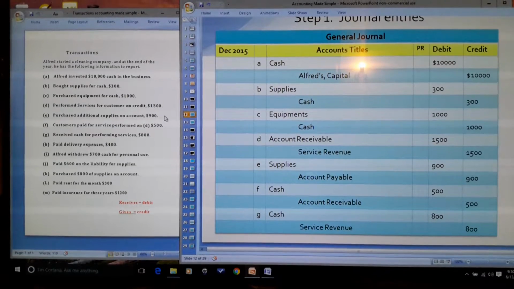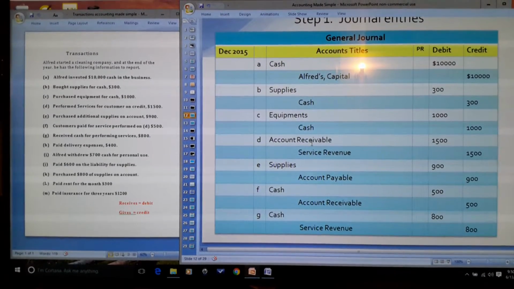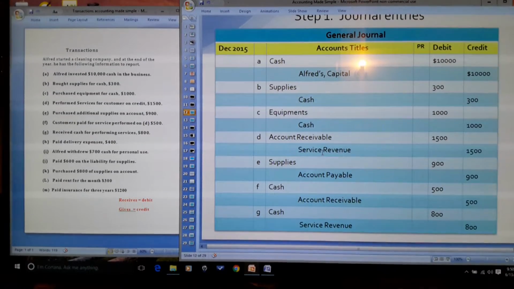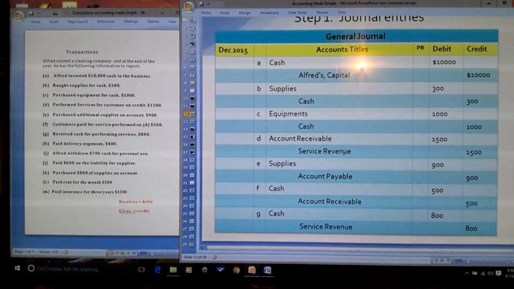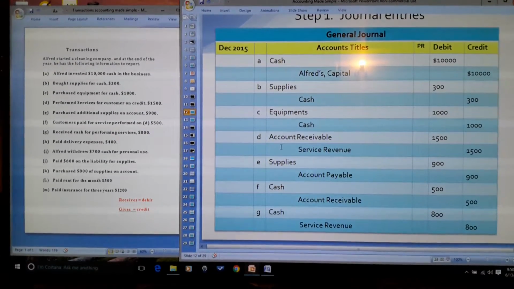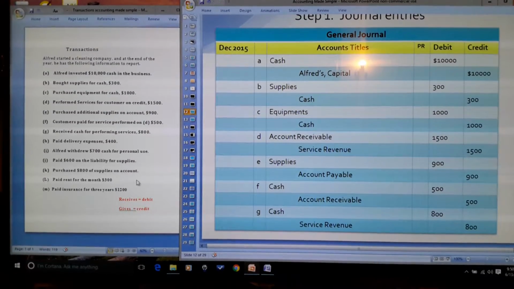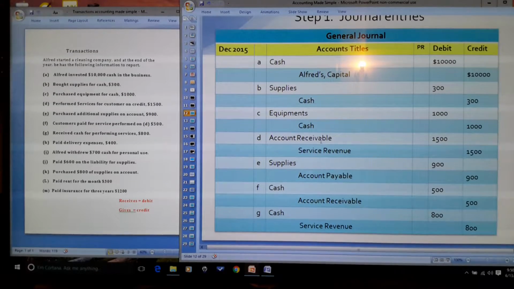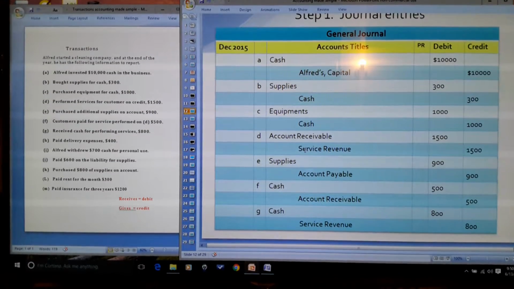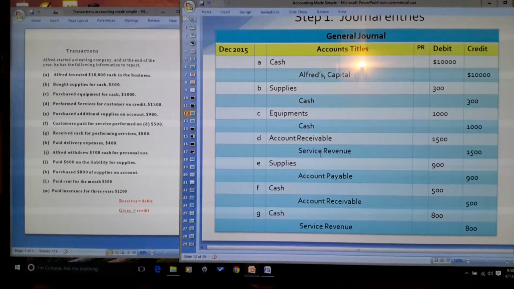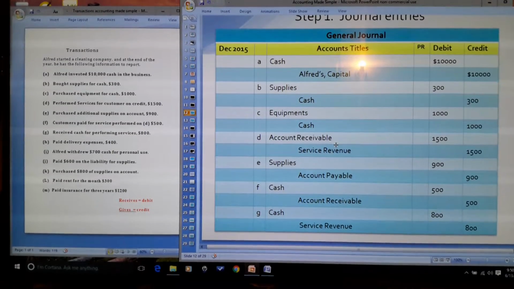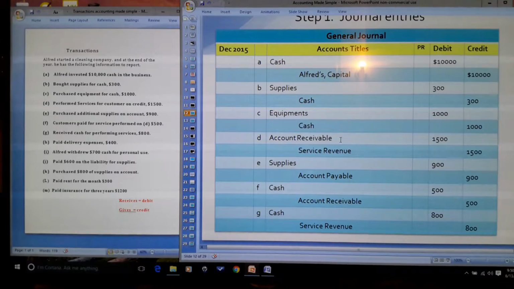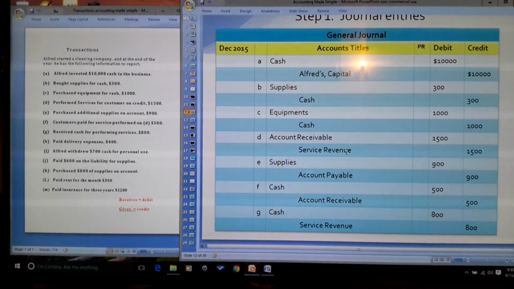So what do you do? Since the money hasn't been received, and that's your revenue, because this is money that you hope you will get, it's going to be your service revenues. So you determine which account is receiving, and that is accounts receivable, and which account gives, service revenues. Both accounts are going up. So you debit accounts receivable and credit service revenues.